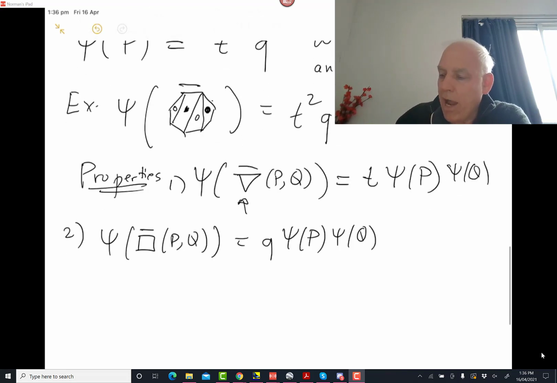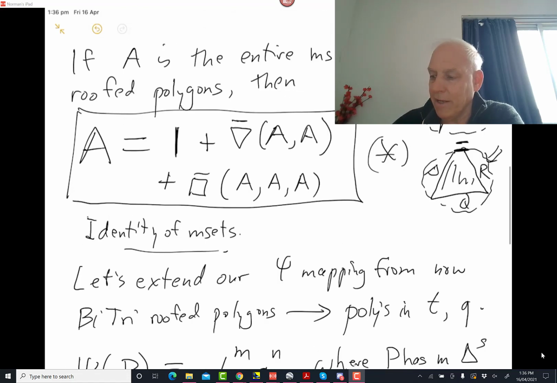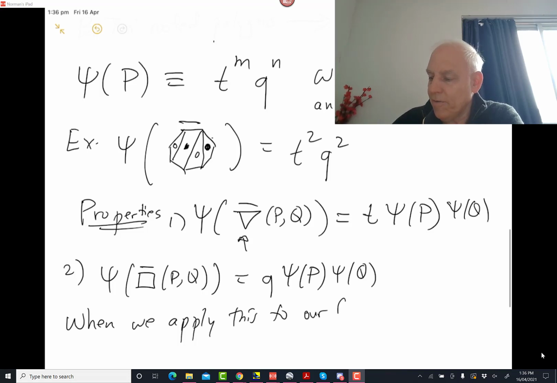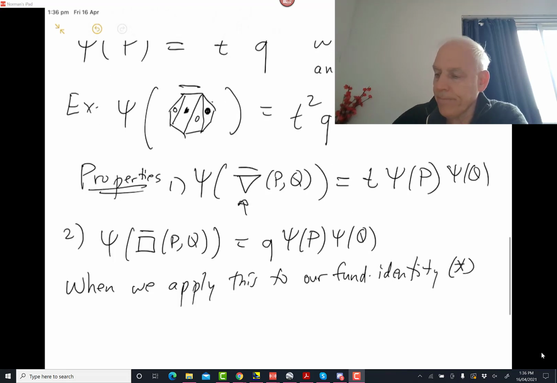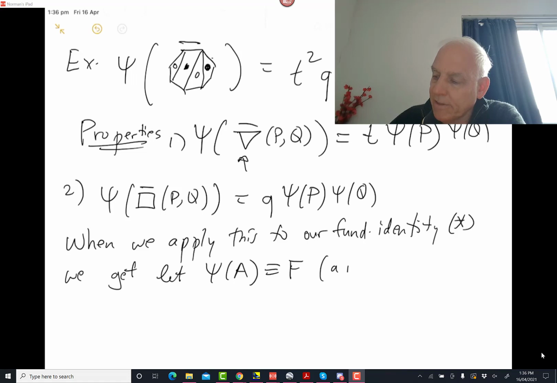So when we apply this to our basic fundamental identity, let's say star, we get, well, let's let phi of A be, let's say, F. Okay, so this is going to be a multiset, an M set of monomials, you know, of the form T to the something, Q to the something.